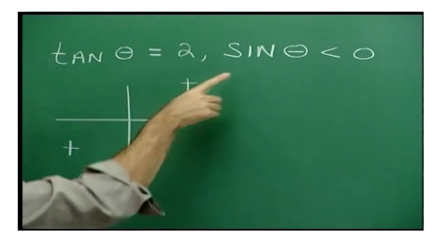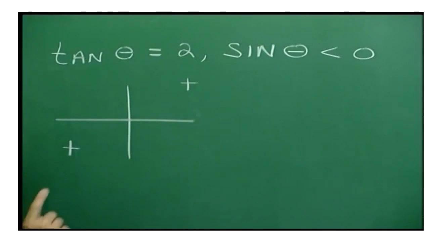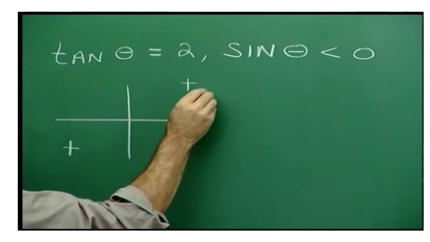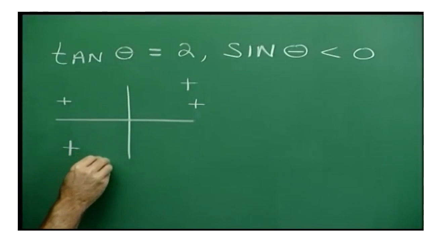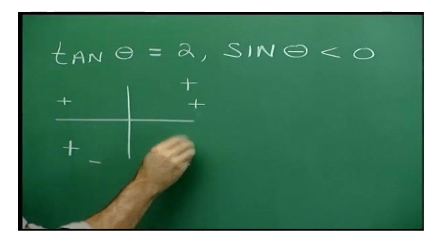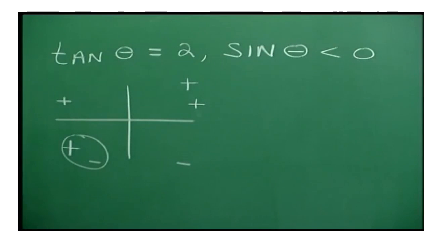Now, sine theta, it says, is less than 0. So sine theta is negative. We know that sine is positive in this quadrant and this quadrant, but negative in this quadrant and this one. So if sine theta is less than 0, negative, then we must be positioned in this quadrant.